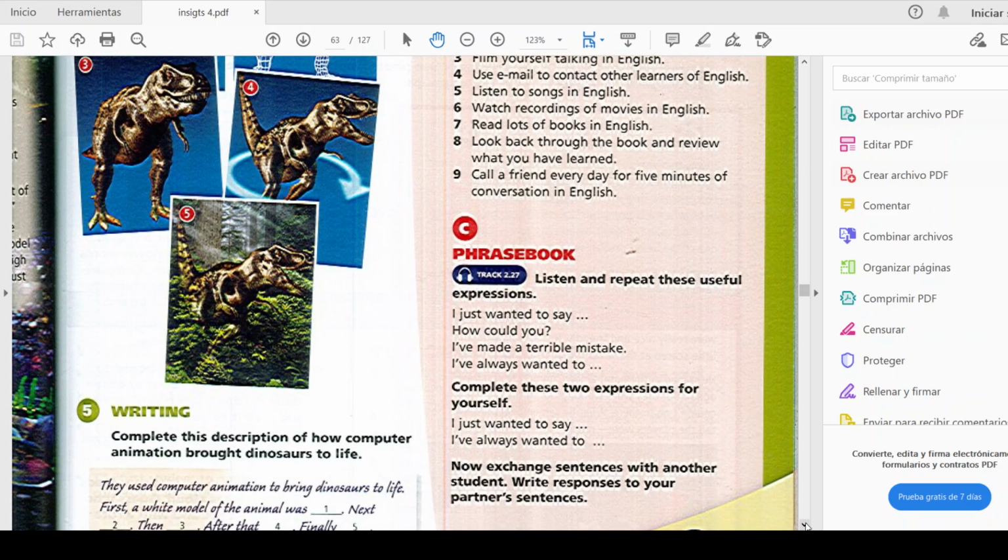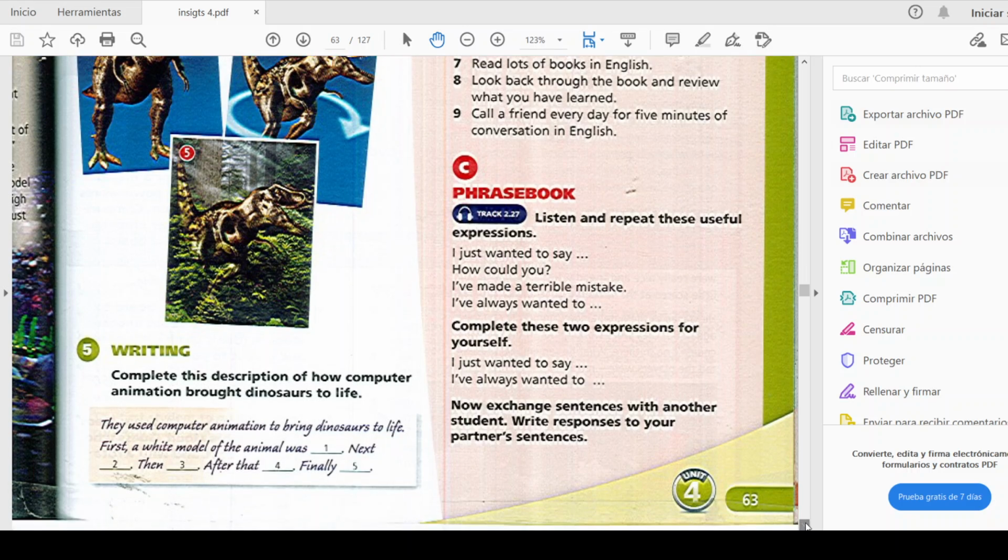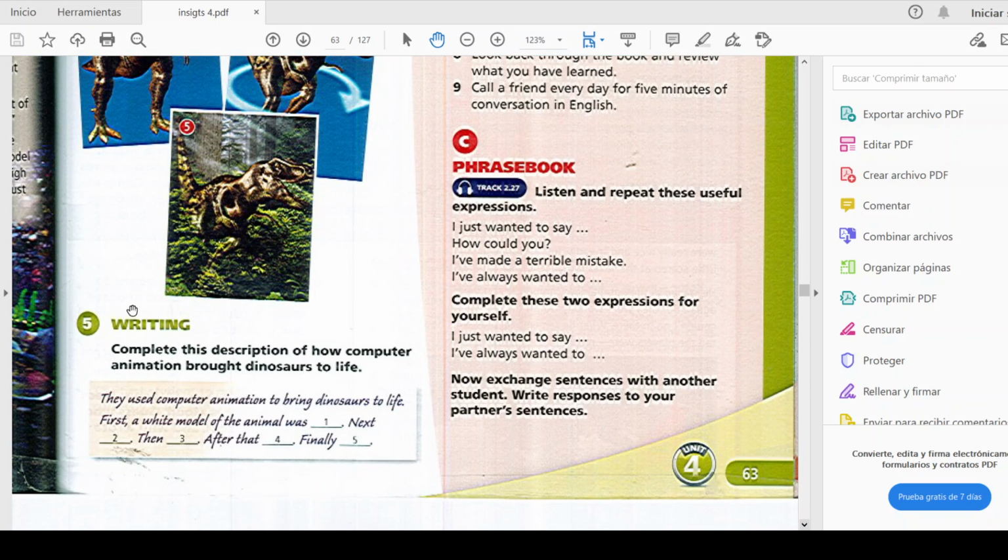And then you are going to complete exercise 5. This is a writing exercise. Complete this description of how computer animation brought dinosaurs to life. Okay, so you are going to complete this, and as you can notice, here we are going to have some signal words or linking words, as you want to call them, to join the sentences.